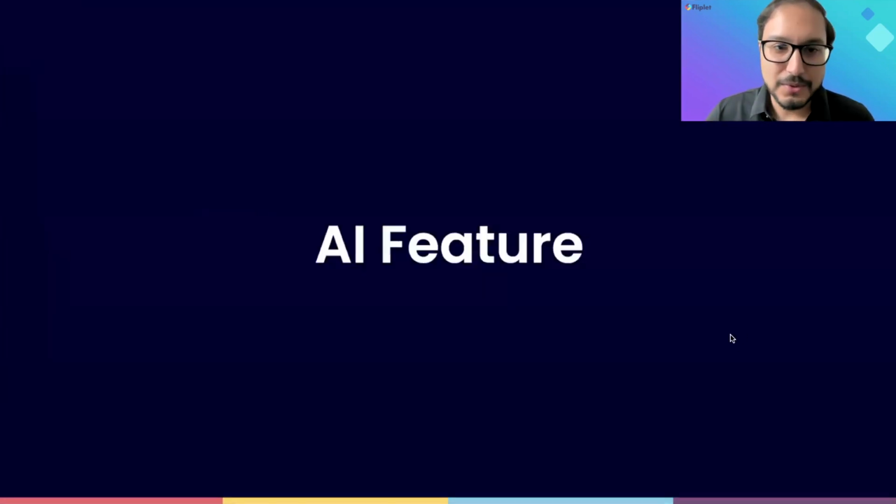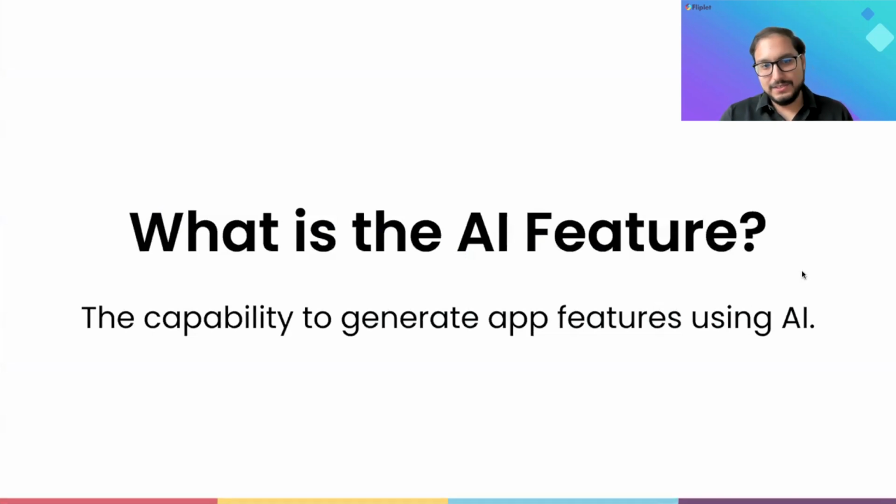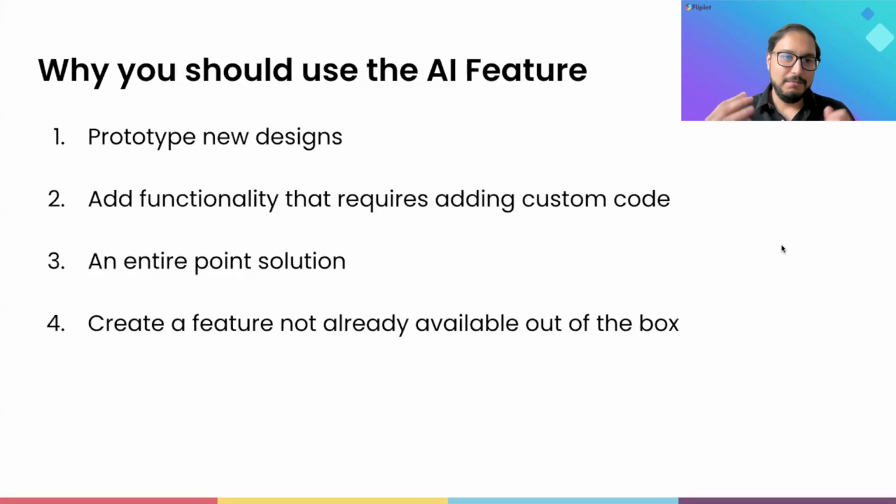AI feature. So what is the AI feature? Effectively, it's the capability to generate app features using AI inside Fliplet. Why should you use the AI feature? Well, some of the reasons we've identified are basically around prototyping new designs, like adding functionality that requires adding custom code, an entire point solution.